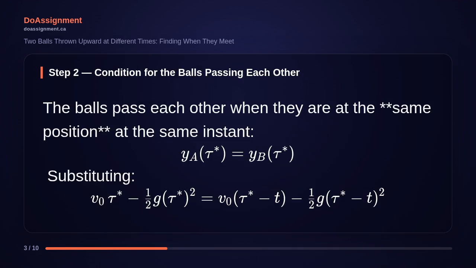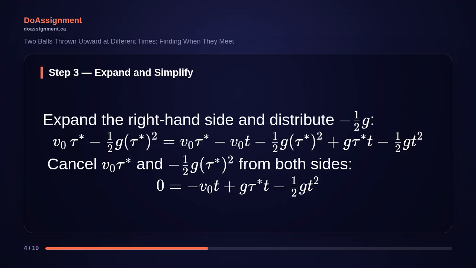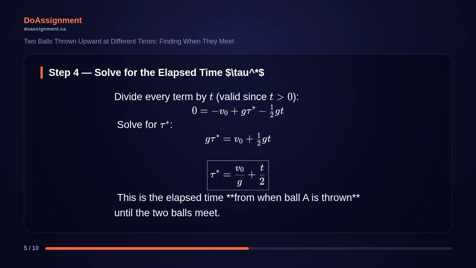The balls pass each other at the instant their heights are equal. We set YA equal to YB and substitute the position formulas. We expand the squared term on the right side, distribute the 1/2 g factor, then cancel the identical terms that appear on both sides. What remains is a clean linear equation in tau star. Dividing through by t gives a simple linear equation. Solving it, the elapsed time from when ball A is thrown until the two balls pass each other equals v-naught over g plus t over 2.